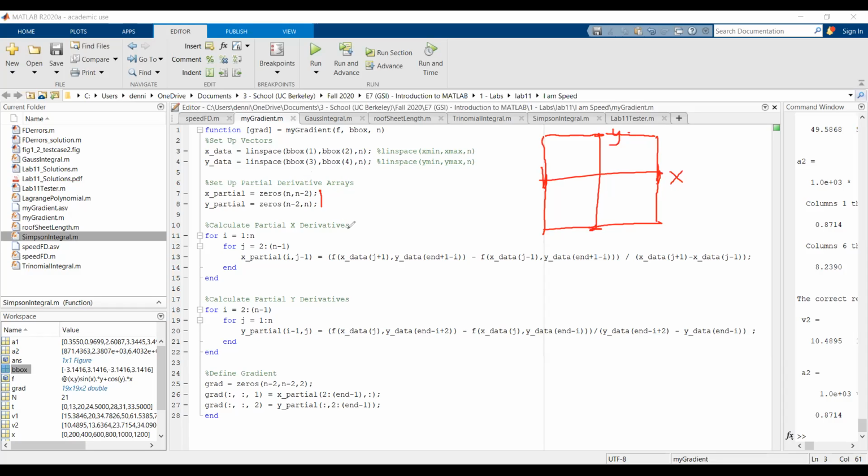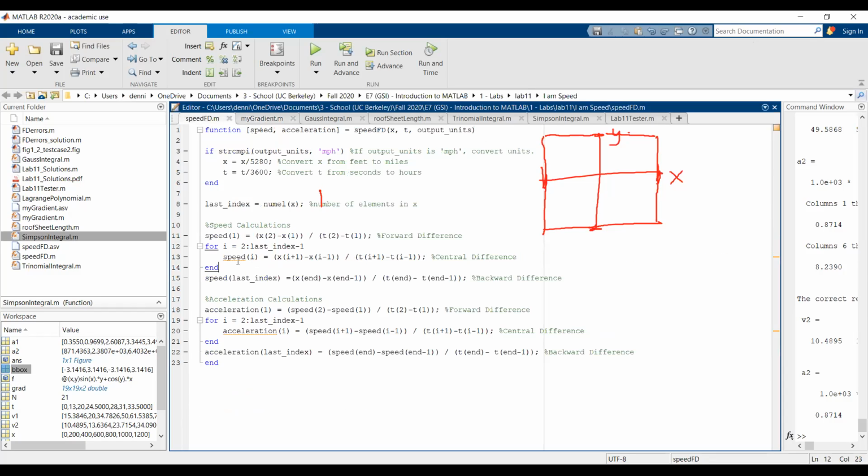Well, we're doing something a little bit different for this problem compared to speed FD, which is we're only considering the points where the central difference method applies. So let's say we're doing x partial. Like x partial is kind of like the x derivative. Well, it is a type of derivative, it's a partial derivative, but if you recall from the last problem, let me go back to it actually.